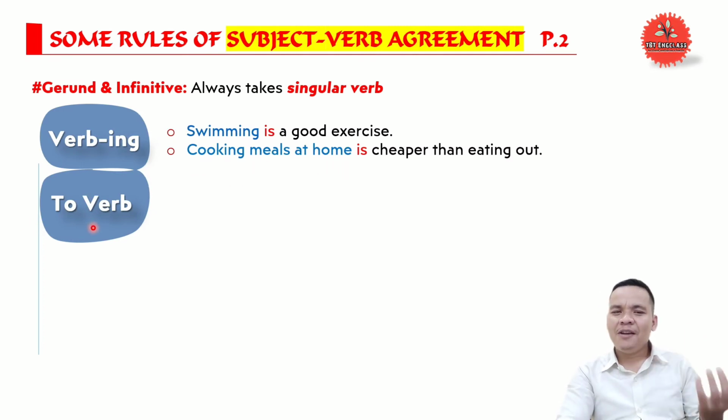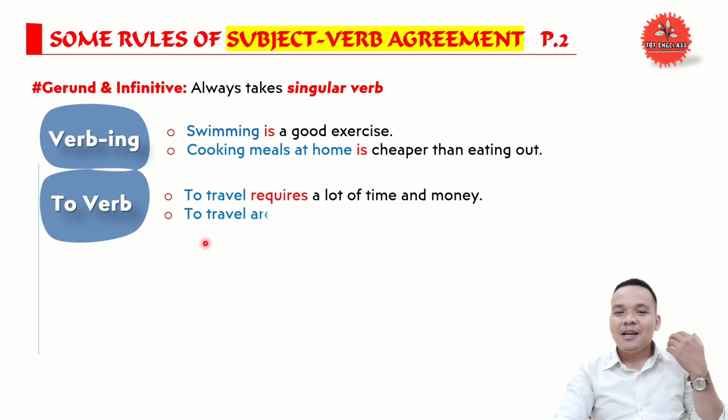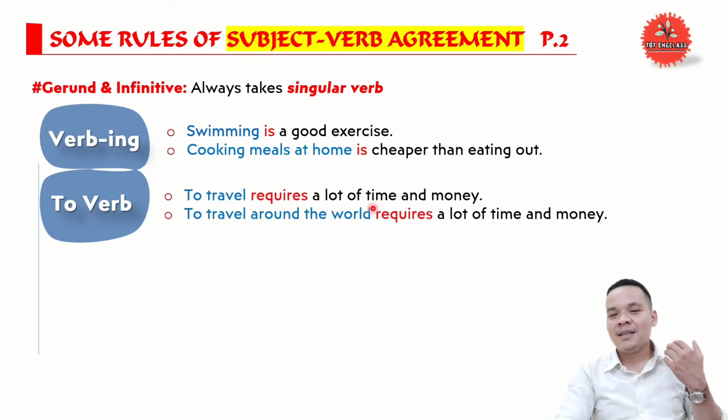And how about the infinitive? The infinitive here is about to work. All right, see the example, everyone. To travel requires a lot of time and money. To travel, an infinitive, requires a singular verb. And the second one, to travel around the world, we call an infinitive phrase. To travel around the world requires a lot of time and money. So that is called an infinitive phrase.